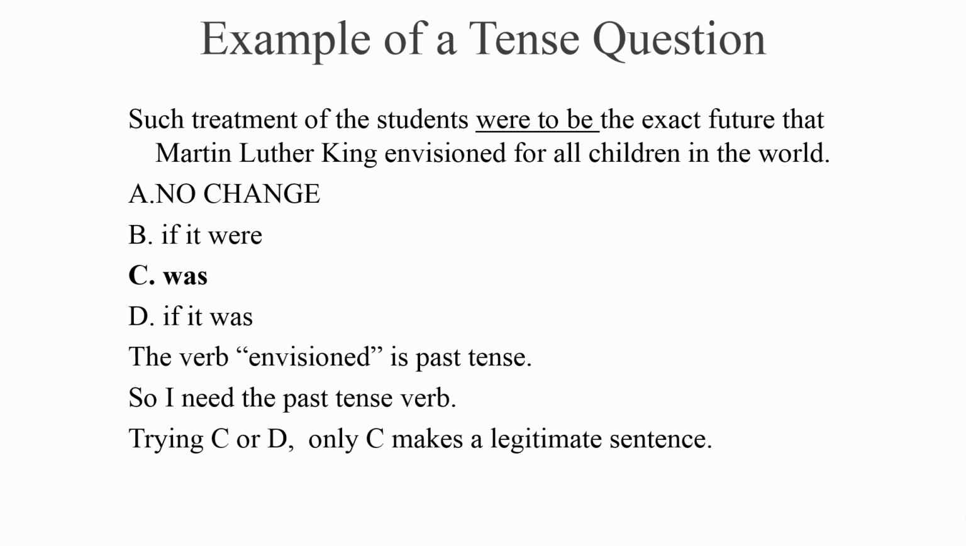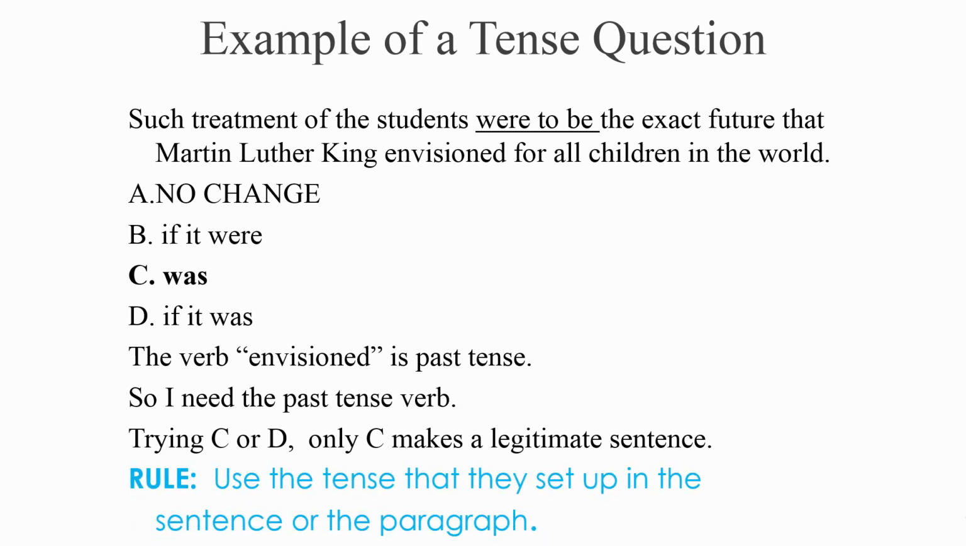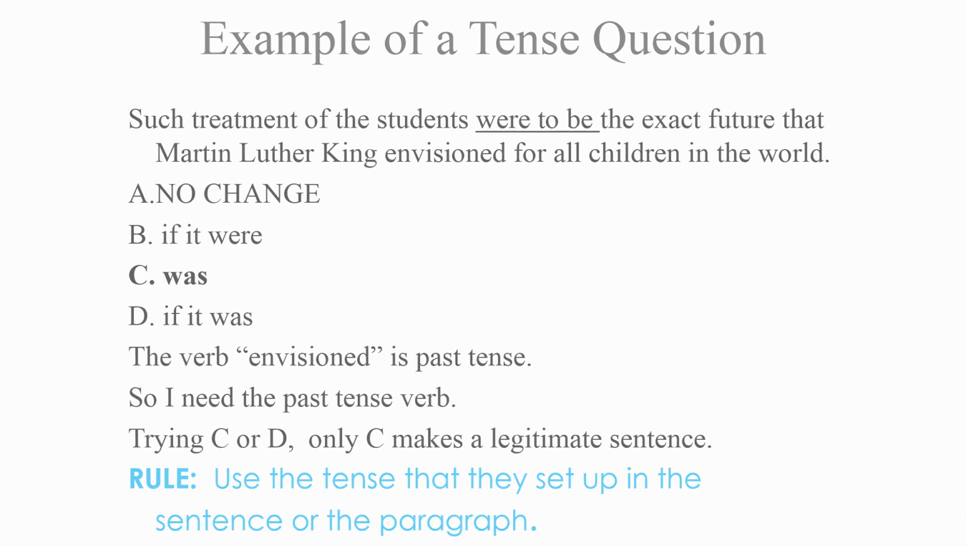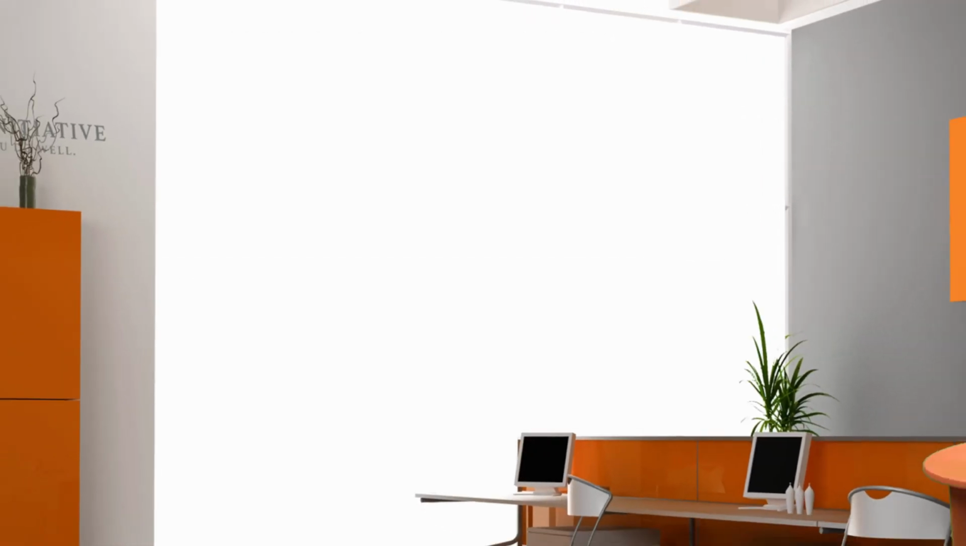Okay, here it is said another way. Use the tense that they set up in the sentence or the paragraph. Okay? Now, one more thing you should keep the way they started. And the fancy word for this is diction. But we'll just call it how fancy this thing is. All right, we need to keep that the same as well.